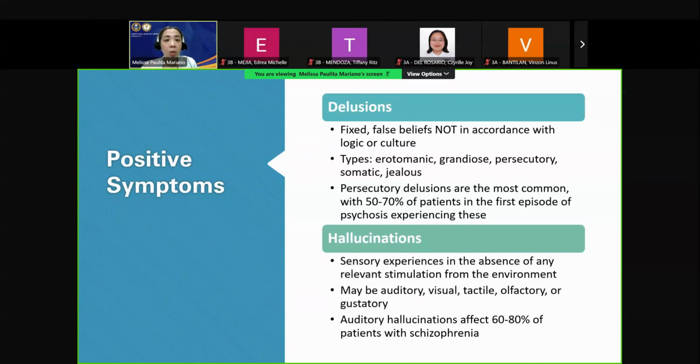Of all of these, persecutory delusions are the most common in schizophrenia spectrum disorders, although we do see grandiose delusions in bipolar disorder. For schizophrenia or for psychosis, 50 to 70% of people can experience persecutory delusions. It is a cardinal symptom of schizophrenia. The second positive symptom is hallucinations. As mentioned earlier, these are sensory experiences in the absence of any relevant stimulation from the environment.